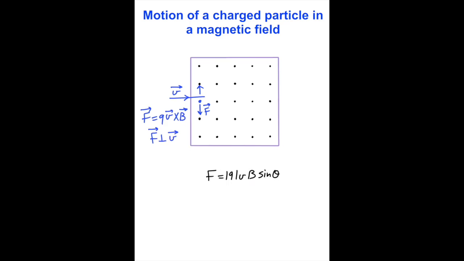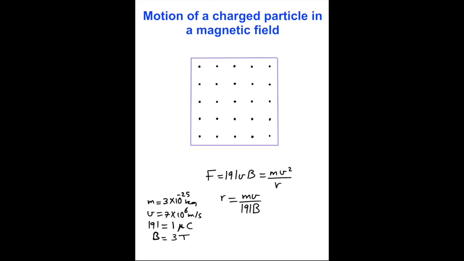So the magnetic force is always perpendicular to the velocity, and so it will change the velocity direction but not its magnitude. And in this case, the particle is shot at 90 degrees to the field, and so this term is equal to 1. So F is equal to m times the centripetal acceleration, and so the radius of the path is equal to mv over qB.